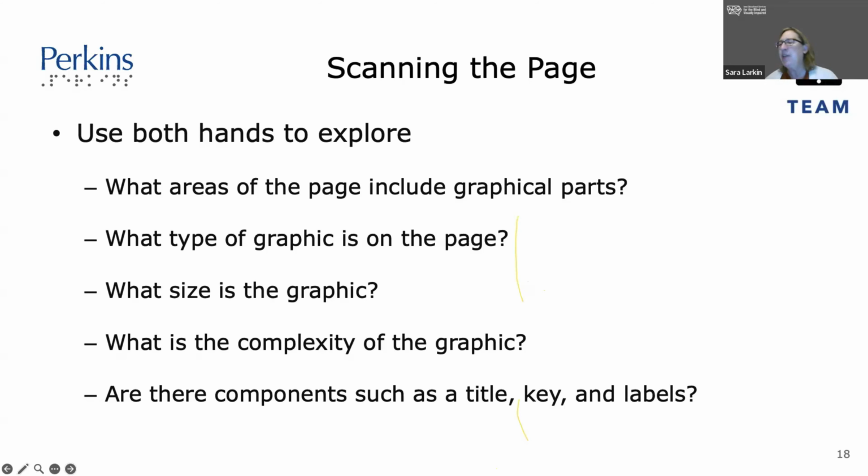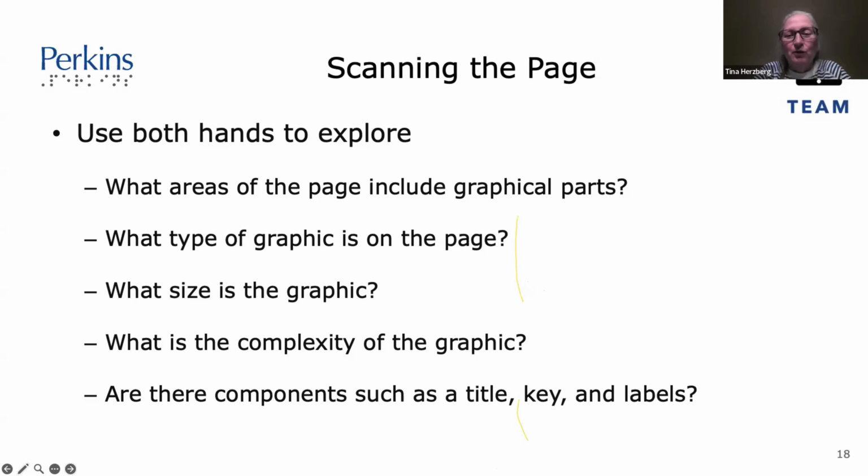So scanning the page. Do you want to take over that one, Tina? Absolutely. So the next few slides, we're going to talk about scanning and systematic exploration, as well as other techniques.